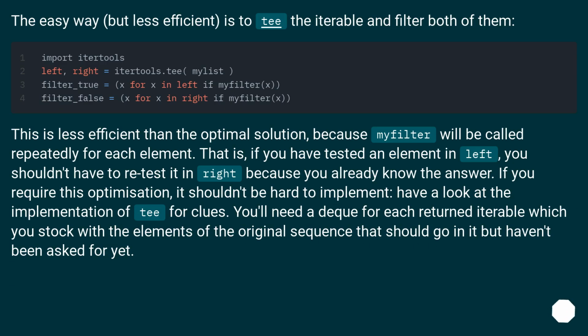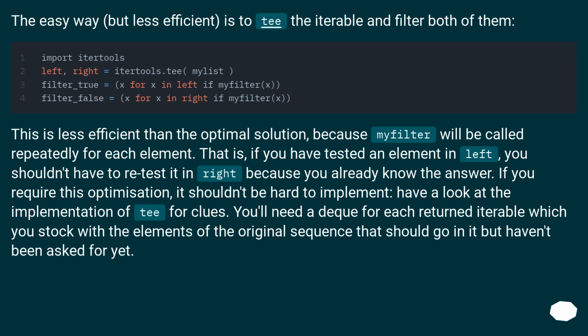The easy way, but less efficient, is to tee the iterable and filter both of them. This is less efficient than the optimal solution, because myFilter will be called repeatedly for each element. That is, if you have tested an element and it's left, you shouldn't have to retest it on the right because you already know the answer. If you require this optimization, it shouldn't be hard to implement.